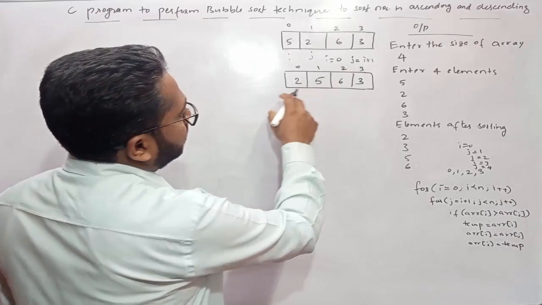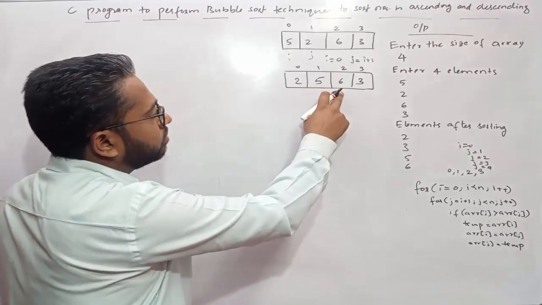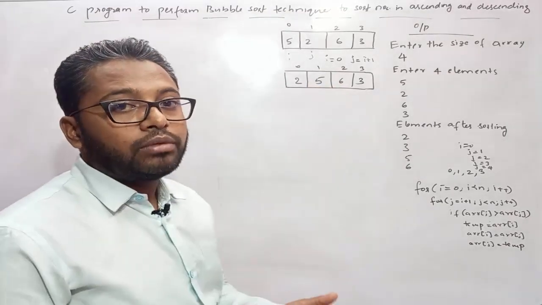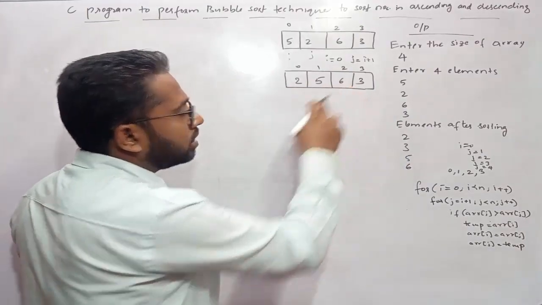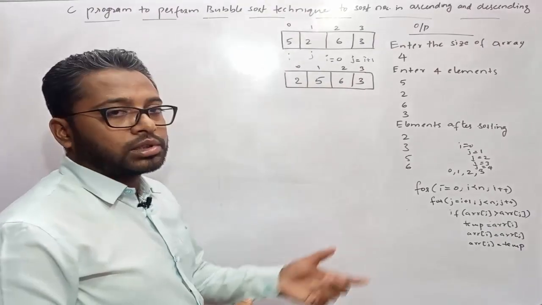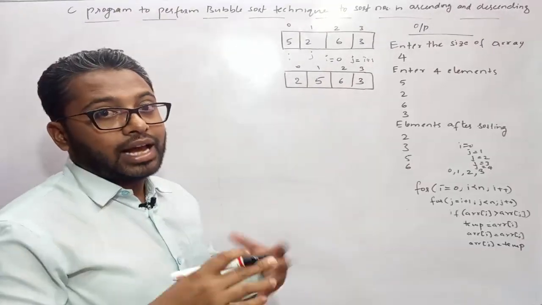Okay. Next, again the first item gets compared with the third item. 2 is greater than 6? No. That's why the swapping will not take place. Again the first item gets compared with the last item. 2 is greater than 3? No. This condition becomes false. That's why swapping will not take place, the number will be kept as it is.